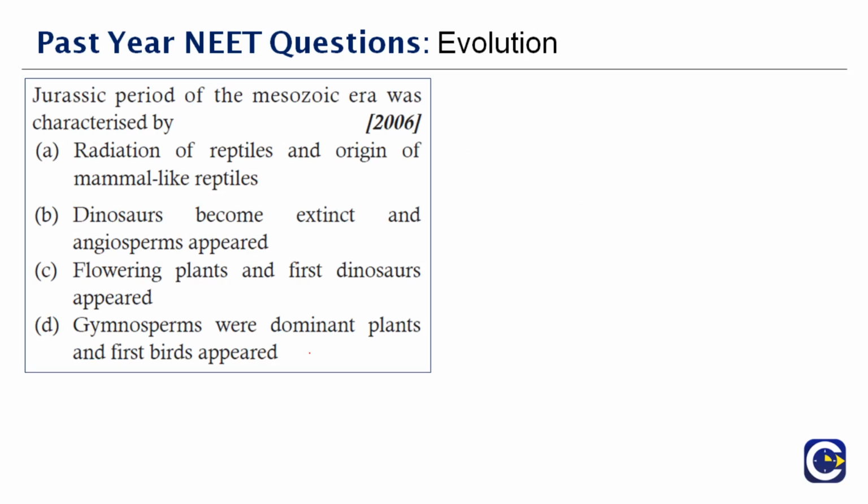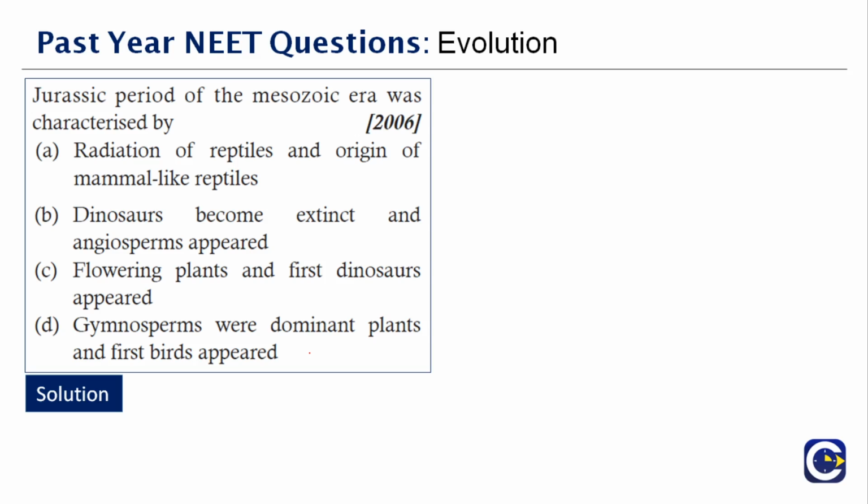Next question here. Very easy question. Jurassic period of the Mesozoic era was characterized by dash. So what was it characterized by? Of course you had dinosaurs in it, but that's not the answer. Just because you saw the word dinosaur there, don't go for that. Jurassic period, as we all know, is in the Mesozoic era, about 19 to 20 crore years ago, and it only lasted about 5.5 to 6 crore years. The climate was hot and damp. It is also called the age of dinosaurs.